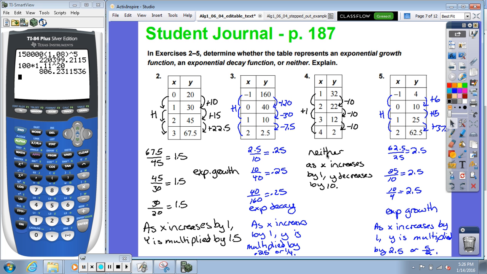So I said it is neither exponential growth or decay, and I explained that as x increases by 1, y decreases by 10. So notice I didn't use the word multiply, so that signals that it is not exponential growth or decay. On 5, it goes up by 1 every time. Over here, we're going up by 6, up by 15, up by 37.5. So I knew it's exponential growth because we are going up, and I divided the numbers to find out 2.5. So I said as x increases by 1, y is multiplied by 2.5, or by 5 over 2.